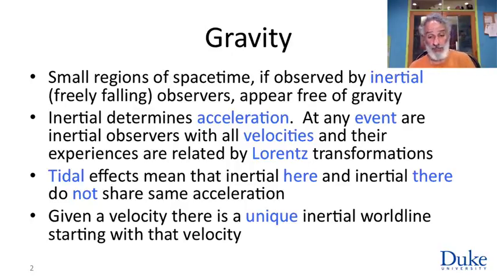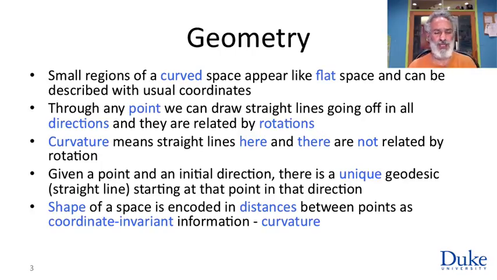So, given any initial velocity, there is a unique inertial world line that starts with that initial velocity, starts moving at that slope relative to the vertical axis, and then from there on, let gravity do it. Gravity will tell this thing where to go. Why am I telling you all these stories? These are all things we know, because they all have an analogy in these theories of geometry that were being developed in the 19th and early 20th century.